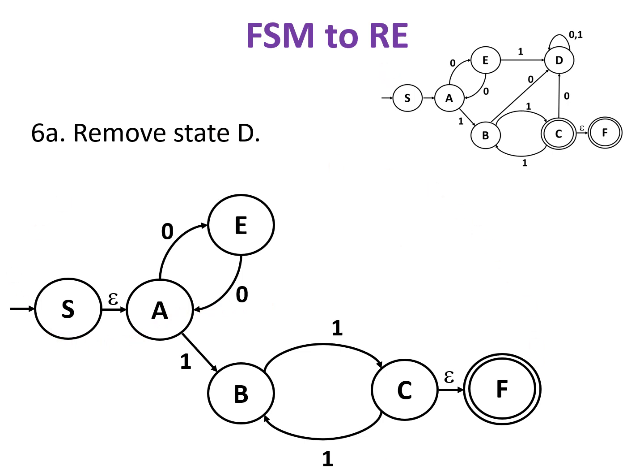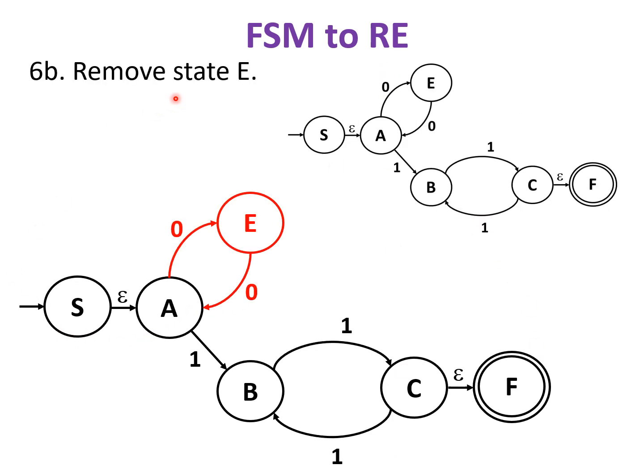Let's remove state E. State E has an incoming transition from A and an outgoing transition back to A. It means it creates a self loop on state A. On eliminating state E and all its transitions, we get a self loop on A with the regular expression 0, 0.